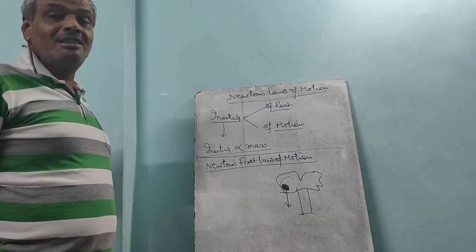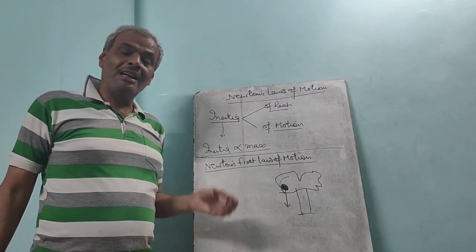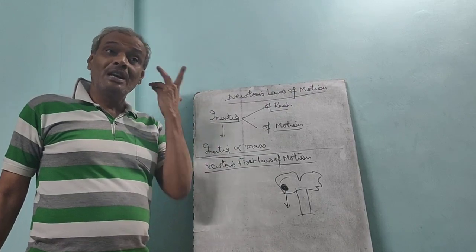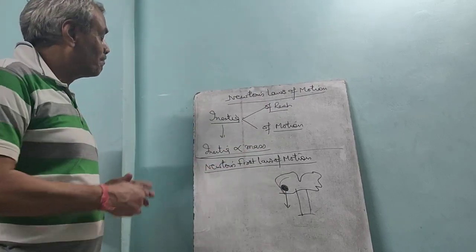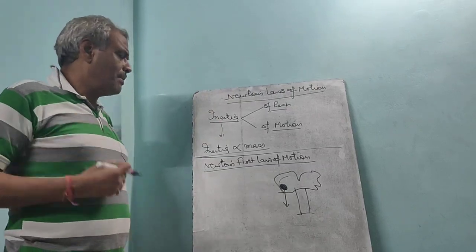To avoid these circumstances, nowadays we have seat belts in cars and sometimes in trains also, and aeroplanes have seat belts. Got it? These are some examples.